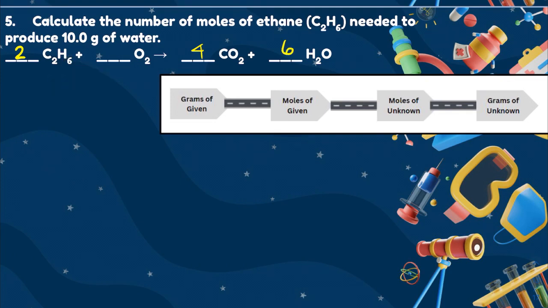And then I want to add up my oxygens on the product side. I have 4 times 2, that's 8, plus 6. So I have 14, and so I need a 7 right here.